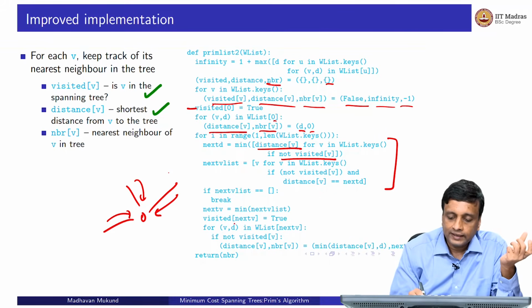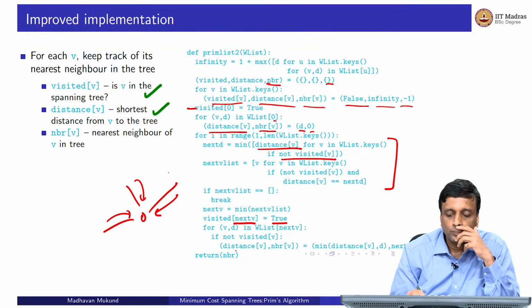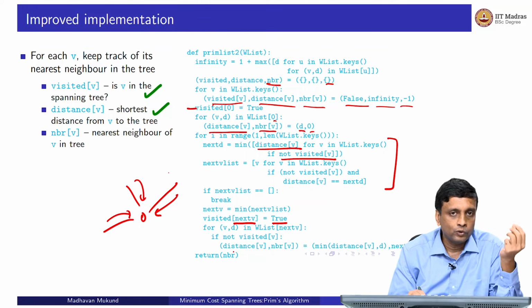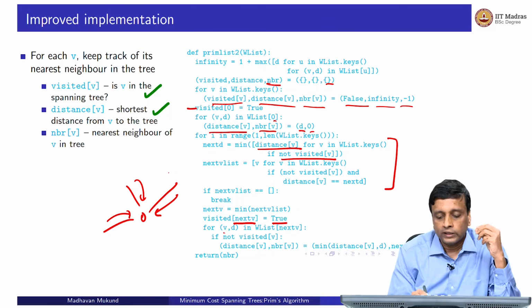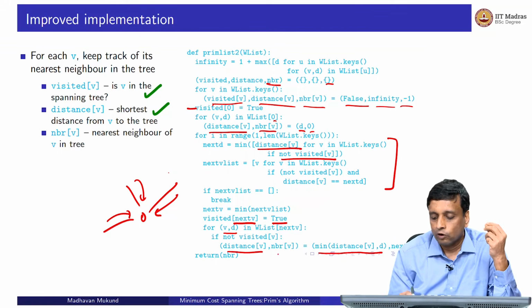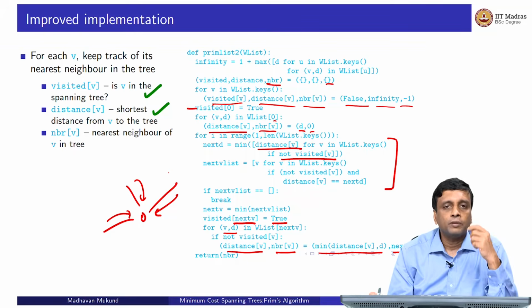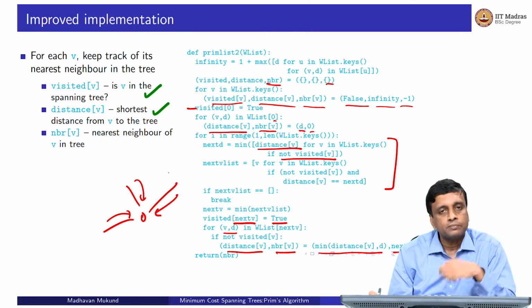So, we get this candidate next v and we make it true, but we do not need to know how it was connected because it was already connected by its neighbor. So, that is the critical thing. We do not need to know which edge to add because that edge is implicitly there in neighbor of next v, right. And now we go through all the neighbors of this newly added node, and when we update the distance, we also update the neighbor. So if the distance reduces because of next v, then the neighbor becomes next v.